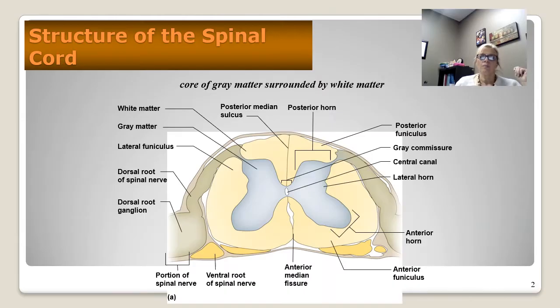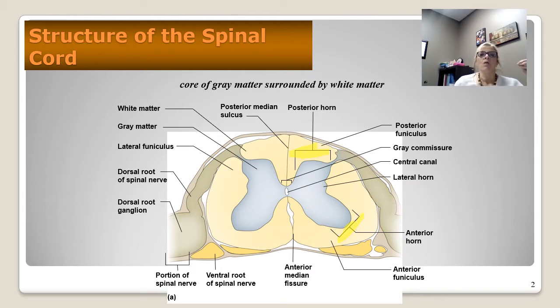All right, so this is a cross section of the spinal cord. Let me turn this highlighter back on. You can see here, this is the anterior horn, and then this is the posterior horn here. So in the brain, the gray matter surrounds the white matter. In the spinal cord, the white matter surrounds the gray matter.